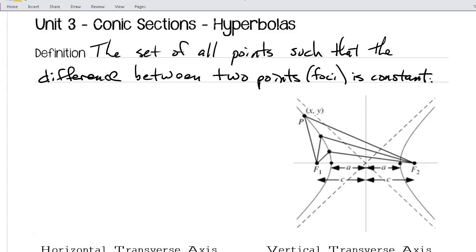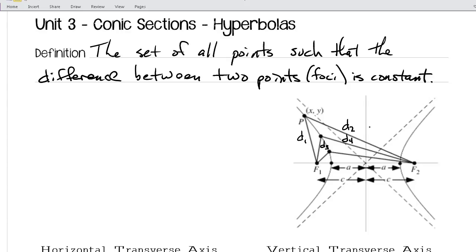So this is a little bit similar to what we talked about with ellipses. With ellipses, we were talking about the sum of 2 segments being constant. Here we're talking about the difference of 2 segments being constant. So I'm going to label this segment here D1 and this segment D2. And then I'll label this one D3 and this one D4.